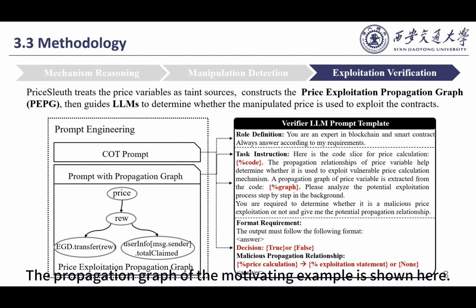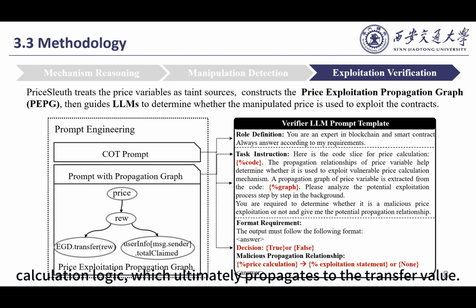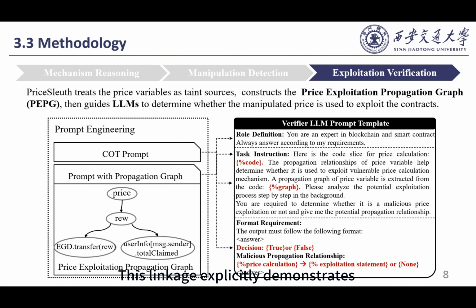The propagation graph of the motivating example is shown here. We can observe that the token price directly influences the reward calculation logic, which ultimately propagates to the transfer value. This linkage explicitly demonstrates how an attacker could exploit the manipulated price variable to illegitimately inflate rewards and drain funds from the contract.